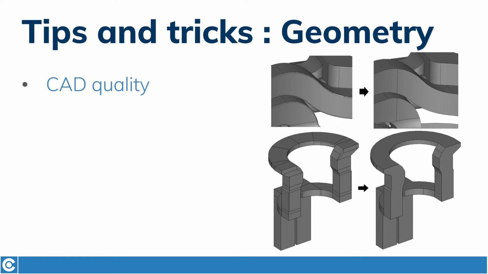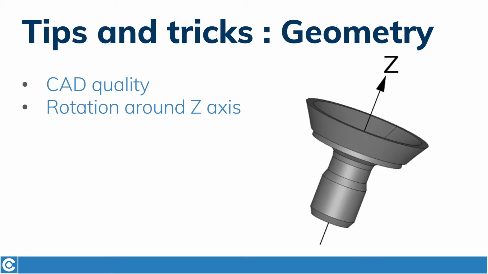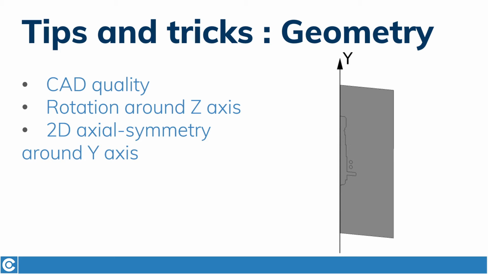Avoid building your geometry from smaller volumes and always fuse them together before importing it in CENOS. If you have axial symmetric case and you want to simulate the rotation of the workpiece or only a 2D cut plane of the axial symmetric geometry, you need to remember that rotation axis of the workpiece must always be Z-axis. And for 2D axial symmetric geometries, symmetry axis must be Y-axis.